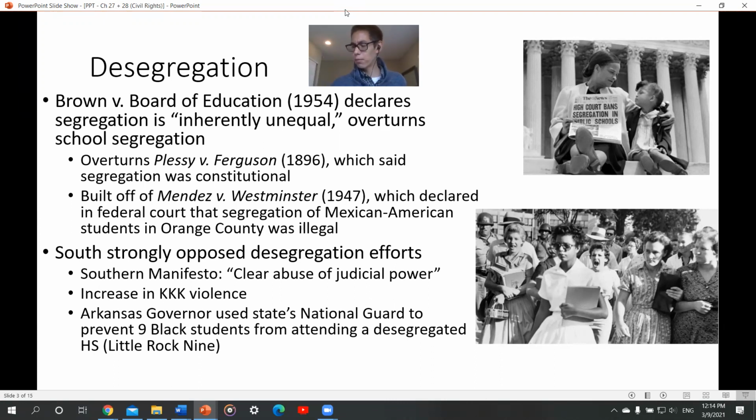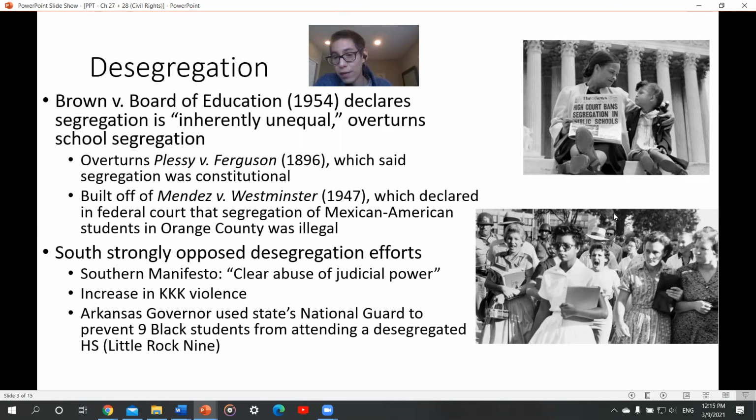And it built off of some lower court decisions, specifically Mendez versus Westminster, which was actually here in California, in Orange County. There was a school in Orange County that was segregating Mexican-American students. And not the Supreme Court, but a local federal court here on the West Coast declared that segregation of Mexican-American students was unconstitutional and illegal. So there's an initial victory here in California for Mexican-American students saying segregation is illegal. But the big one, the Supreme Court, the federal case that has a lasting impact is Brown v. Board, which declares that segregated schools, separate but equal, is inherently unequal.